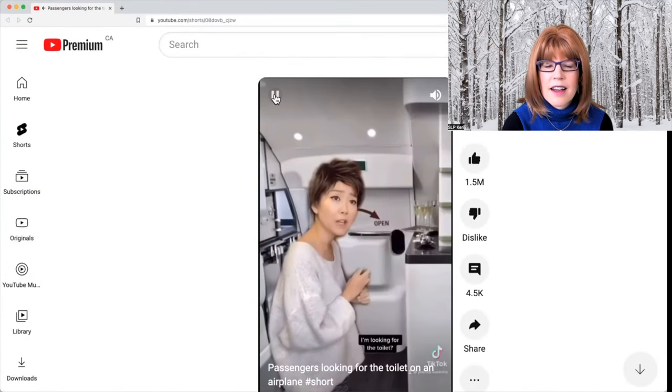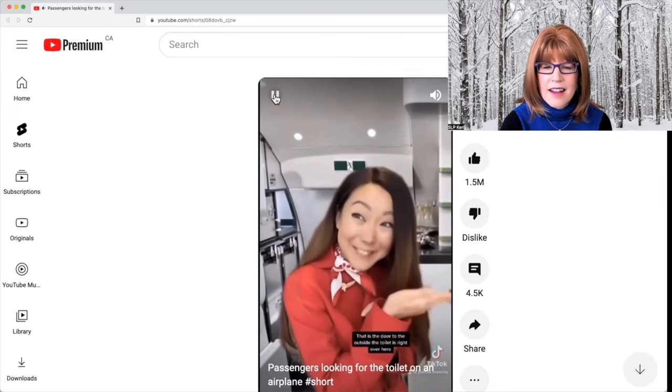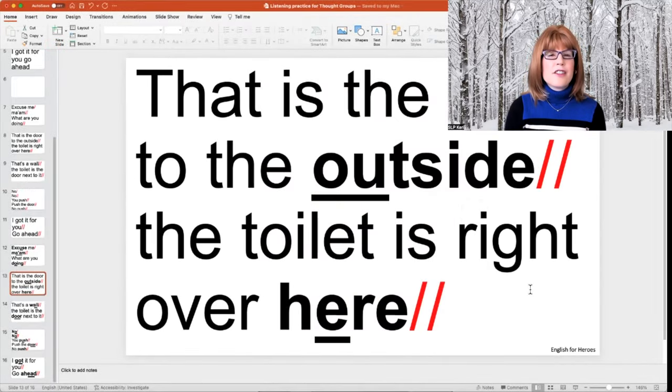I'm looking for the toilet. That is a door to the outside. The toilet is right over here. Thank you. I heard two focus words, outside and here, for this section.